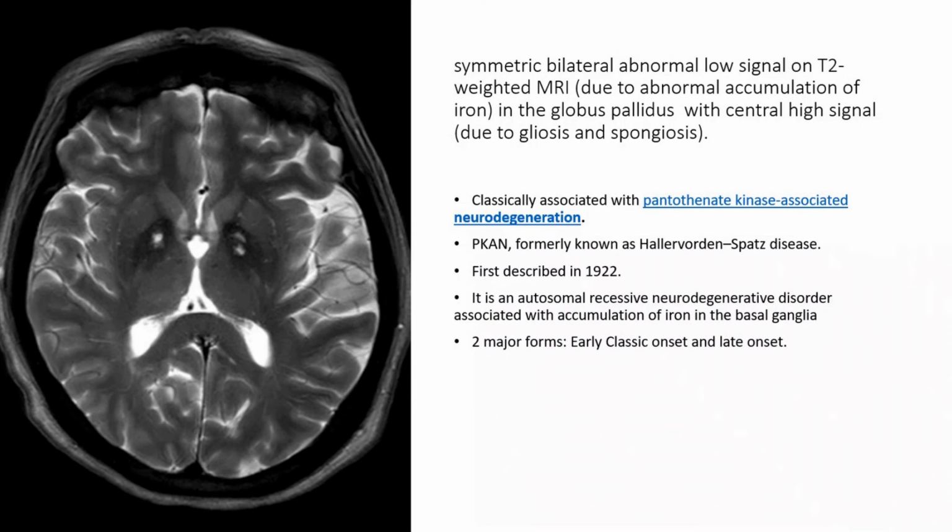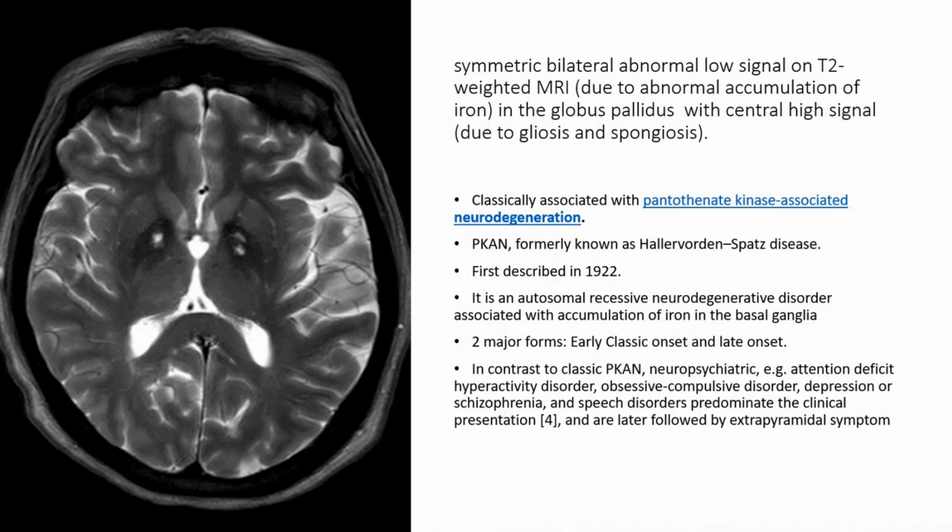The early onset, classic onset, is rapidly progressive and characterized by gait impairment, along with dystonia which develops later, leading to loss of ambulation, and it can also cause intellectual impairment. Retinitis pigmentosa and optic atrophy are also associated with the early onset. The late onset, in contrast to the classic one, is more likely to present with neuropsychiatric symptoms such as ADHD, obsessive compulsive disorder, depression, and schizophrenia, but later on can develop Parkinsonian signs with dementia as well.